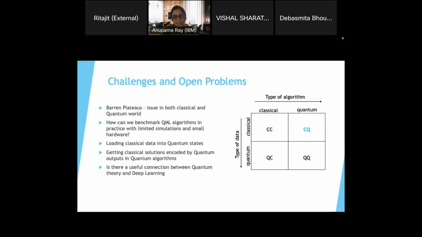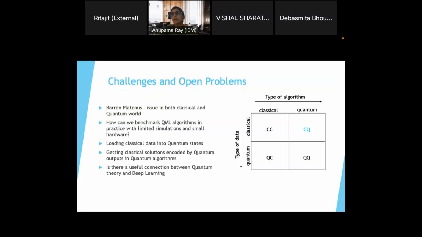So there are ways in which you can overcome the barren plateaus. And of course, there are different other open problems. For example, how can we benchmark quantum algorithms? How can we make quantum algorithms run on larger data sets? On hardware, running on larger data sets is still a challenge, right? So how can we do that?